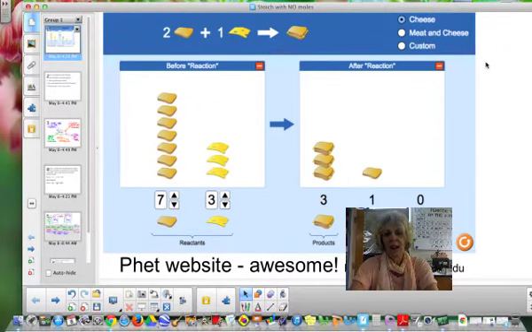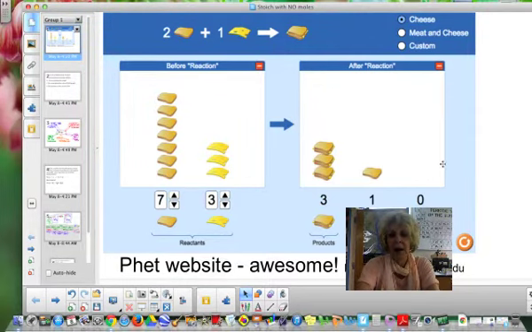Stoich is a branch of chemistry where you are going to be able to predict the amount of how many reactants or products are made. Probably one of the most useful things in chemistry that we have.